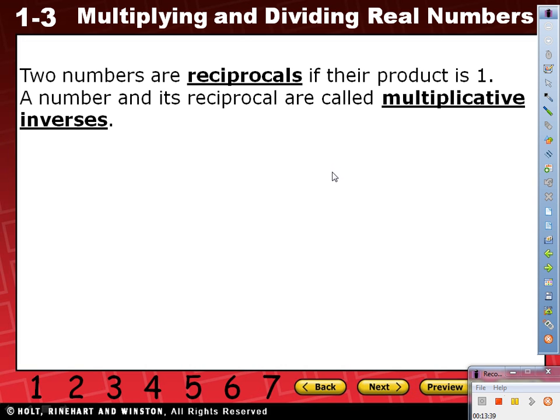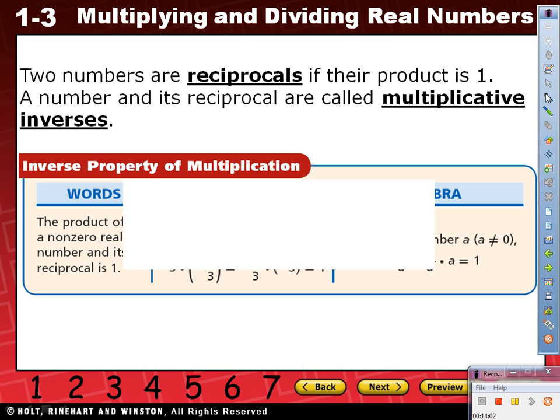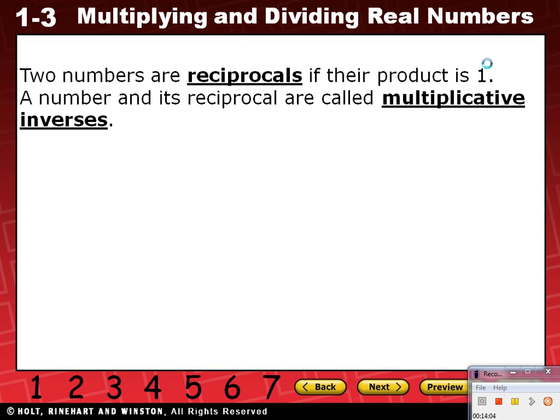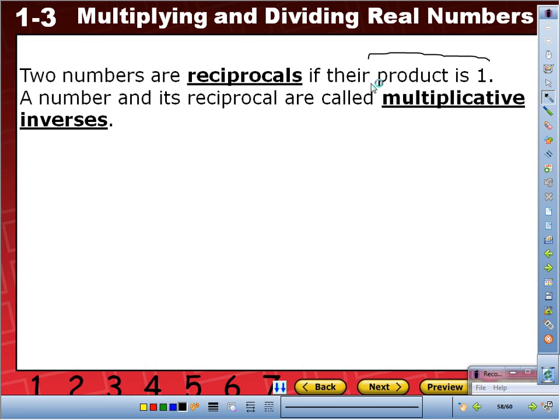Last year you were introduced to reciprocals. Is that correct? Okay. The definition says two numbers are reciprocals if their product is 1. So what does that mean? That if the two numbers multiply to give me an answer of 1, then they are reciprocals. So let me give you an example.